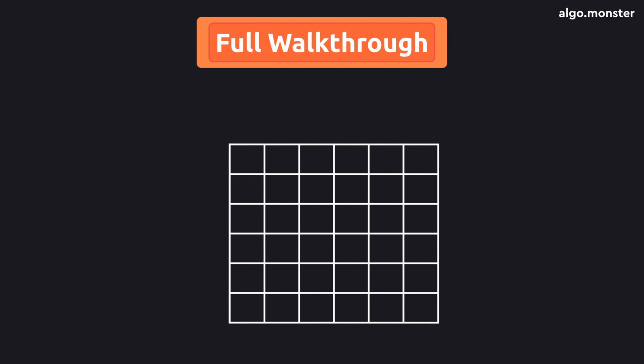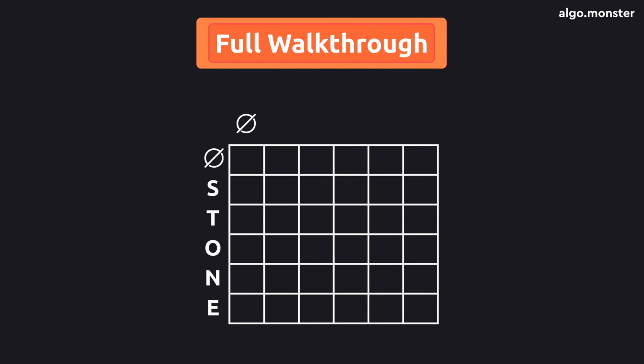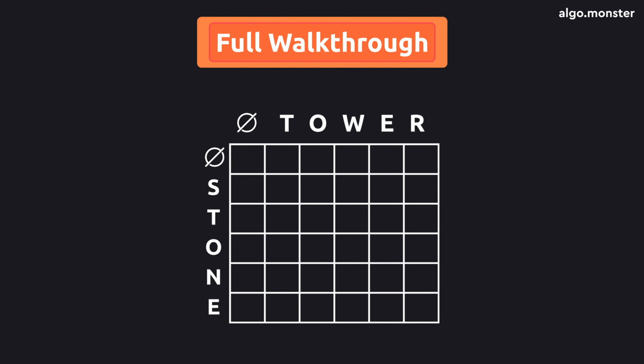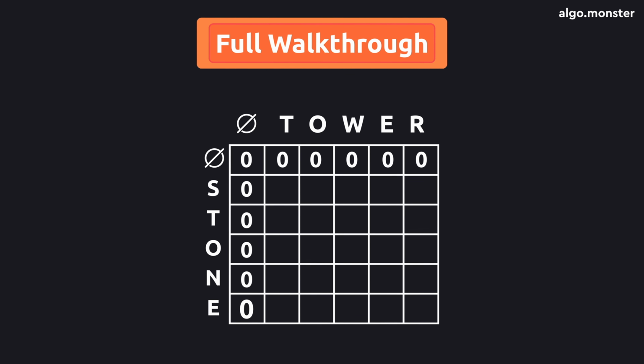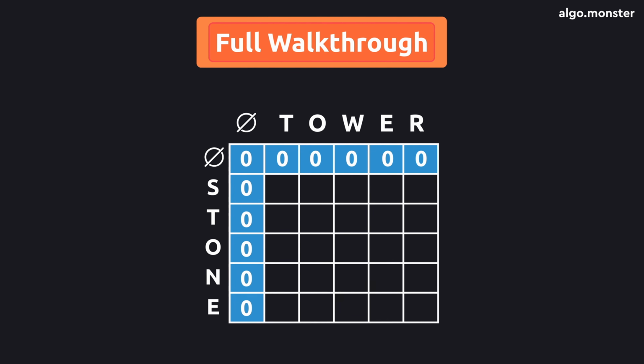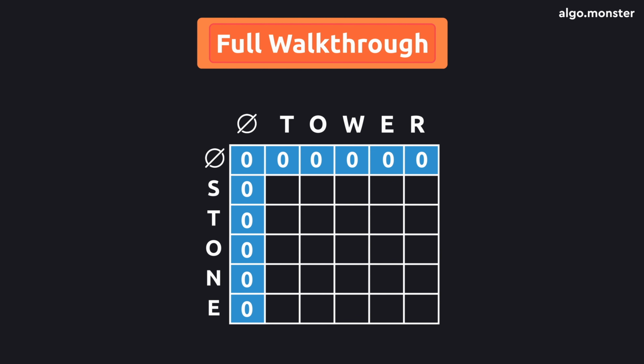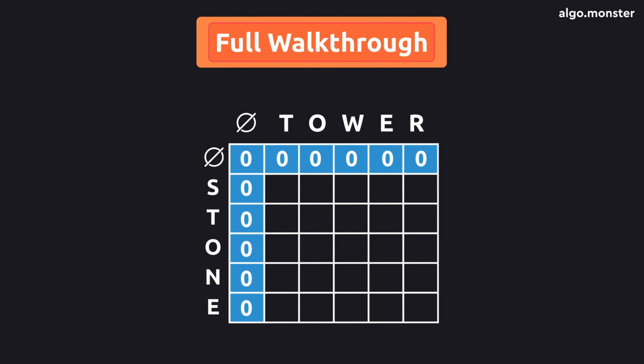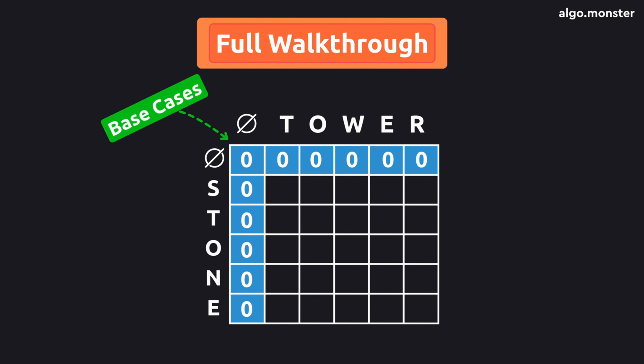Now let's see how all of this works step by step. We create a 6x6 table. 6 rows, the empty string plus the 5 letters of "stone". 6 columns, the empty string plus the 5 letters of "tower". Then we fill the first row and the first column with zeros. These represent empty strings, and the common subsequence of an empty string with anything is always 0. These are our base cases.